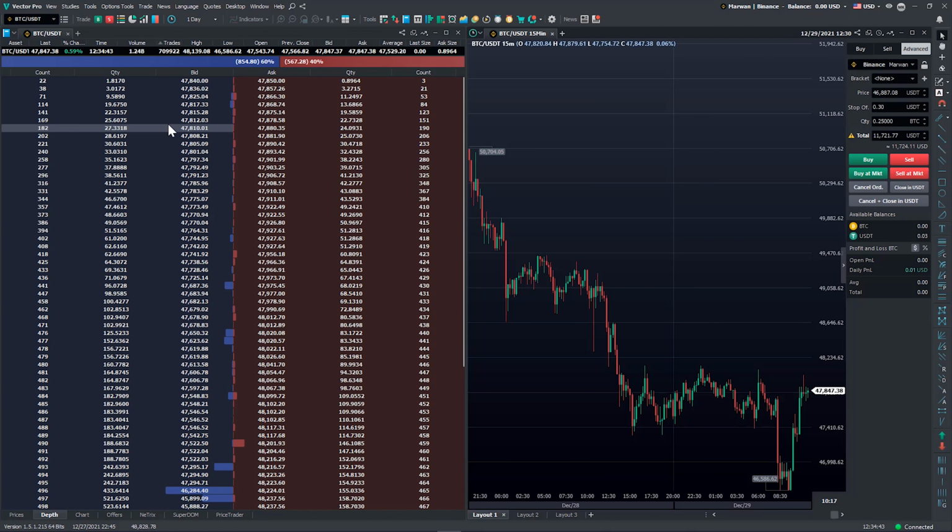In order to access this tool, we'll go to the top menu bar under Tools, and we'll select Time and Sales. Let's go ahead and adjust your screen.